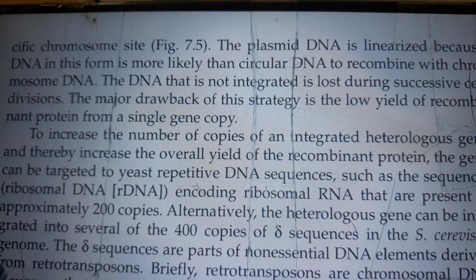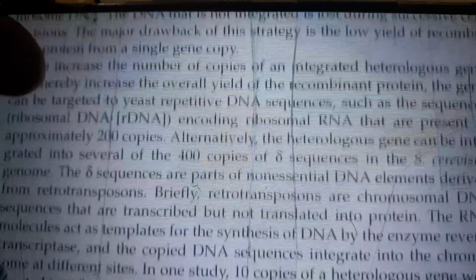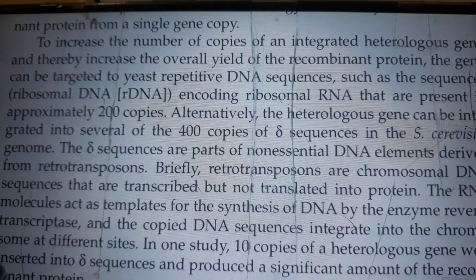And now, to increase the number of copies of an integrated heterologous gene and thereby increase the overall yield of the recombinant protein, the gene can be targeted to yeast repetitive DNA sequences, such as the ribosomal DNA sequences encoding ribosomal RNA that are present in approximately 200 copies. Alternatively, the heterologous gene can be integrated into several of the 400 copies of delta sequences in the S. cerevisiae genome.